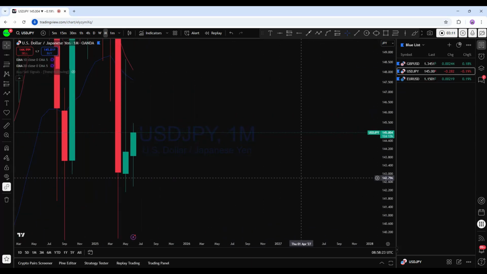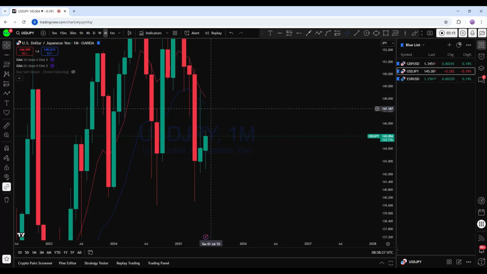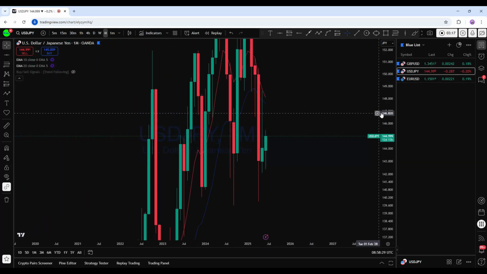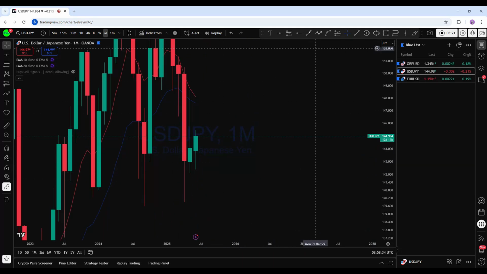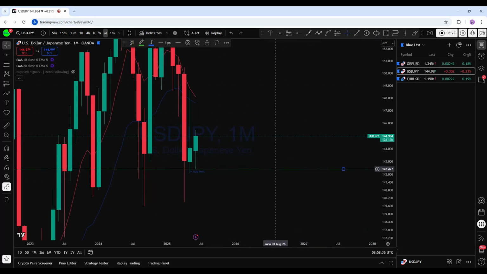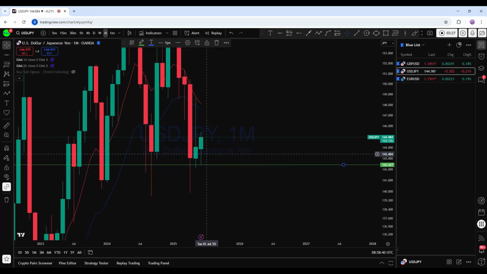Looking at the monthly chart, we can see that dollar yen was in a very strong downtrending market structure, but this month we can see from this support level the price having an initial bounce back to the upside, and with that bounce we expect the market to potentially bounce again to create a new higher high.